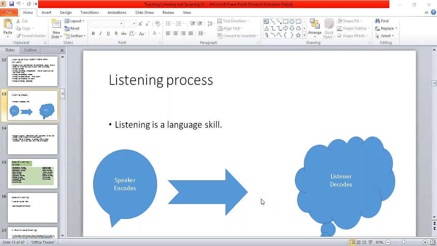In between speaker and listener, there are a lot of things that should happen, and there should be a lot of other steps. Can you suggest some of them?